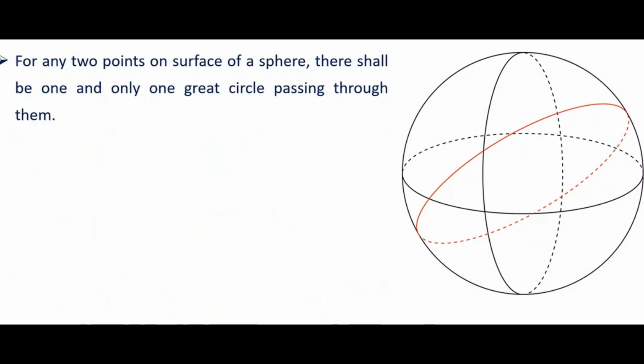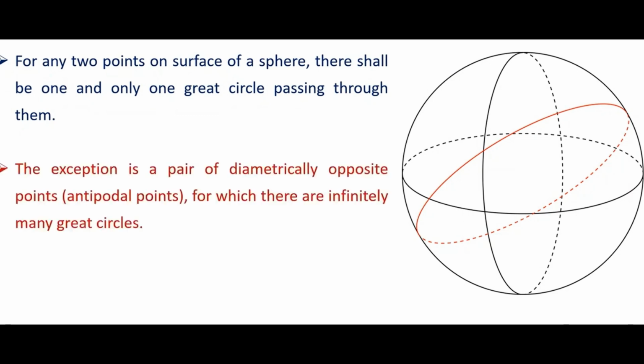For any 2 points on the surface of a sphere, there shall be one and only one great circle passing through them. It means that if you take any 2 points on the surface of a sphere, there shall always be one great circle passing through them, and that shall be the only great circle. That means one and only one great circle passes through any 2 points given on the surface of the sphere, unless the exceptional condition is met.